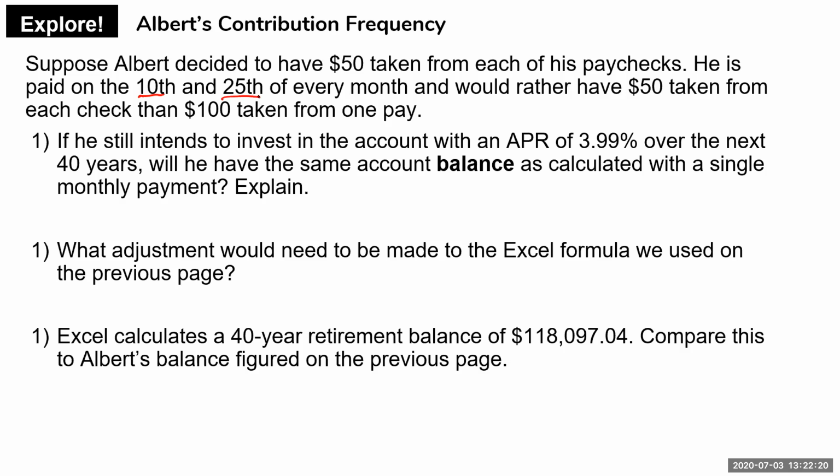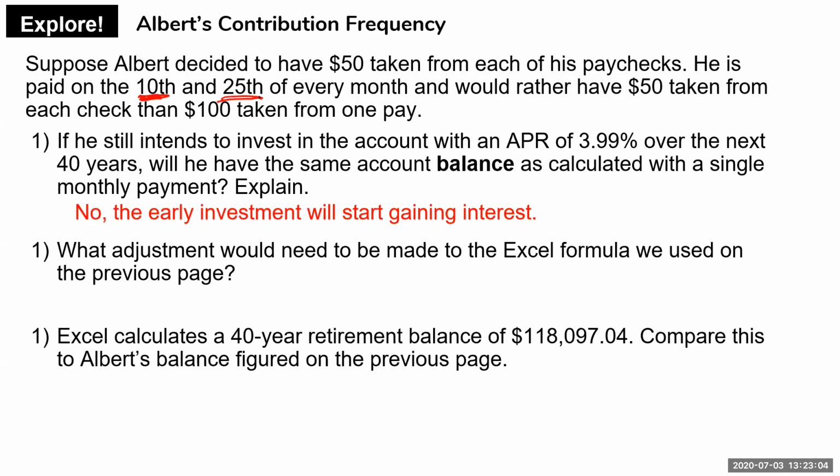And he's going to make more money. And this is the reason. So if he still intends to invest in the account with an APR of 3.99 over the next 40 years, will he have the same account balance as calculated with a single monthly payment? Explain. No. The early investment will start gaining interest. So what he pays on the 10th, by the time he gets to the 25th, within that period, he will still make some interest on his balance. Okay, so the money he has in his account between the 10th and the 25th will accrue some interest. So the balance wouldn't be the same.